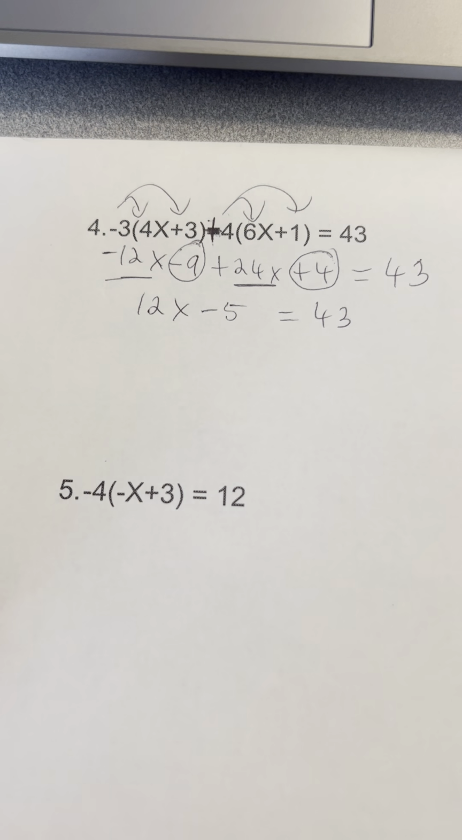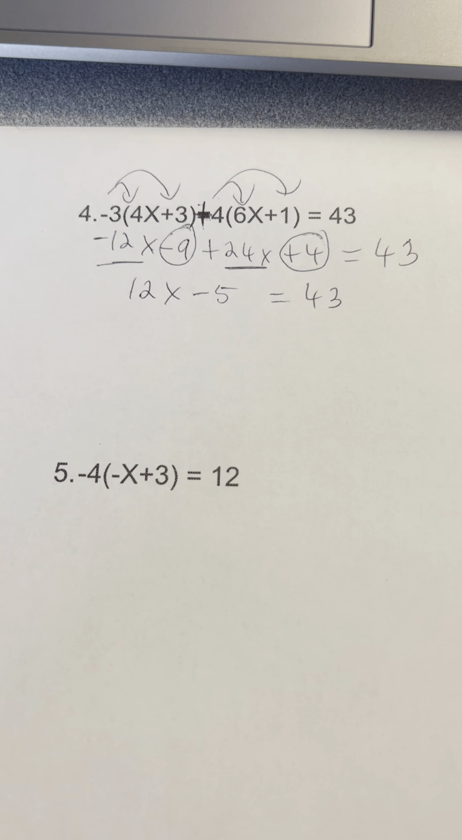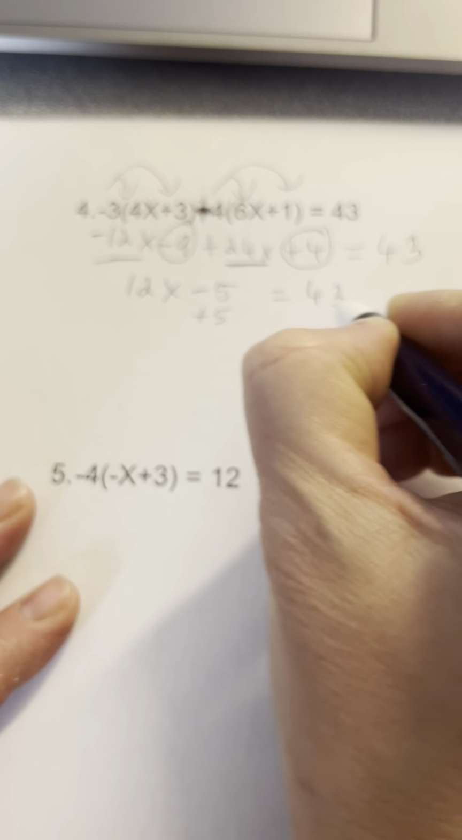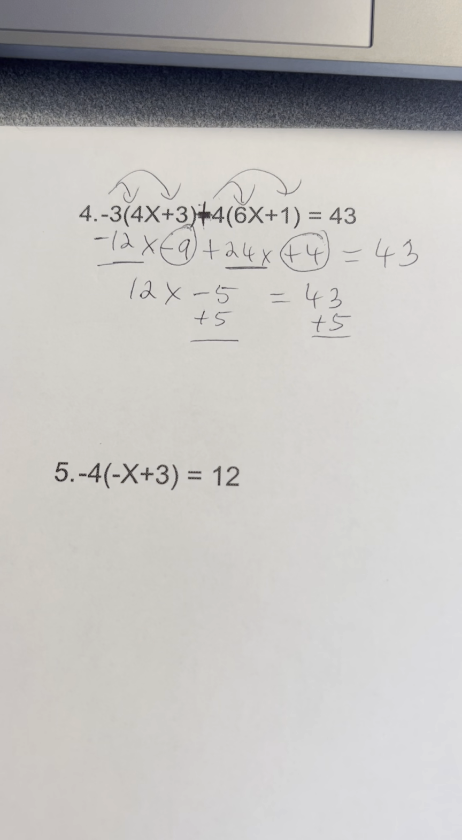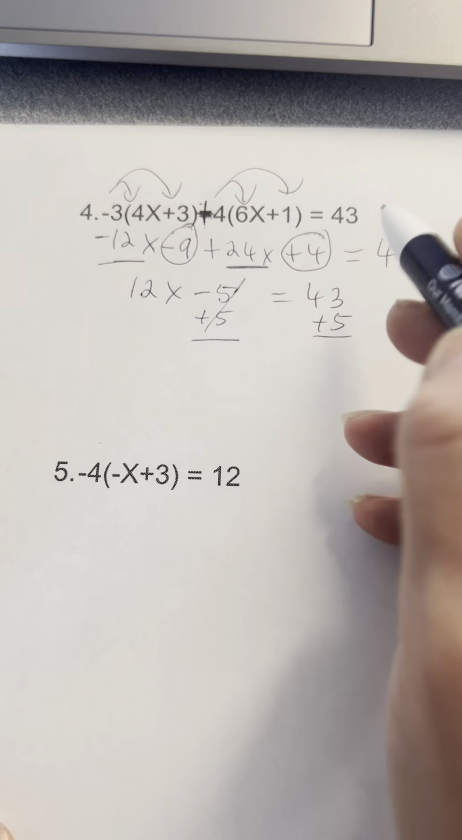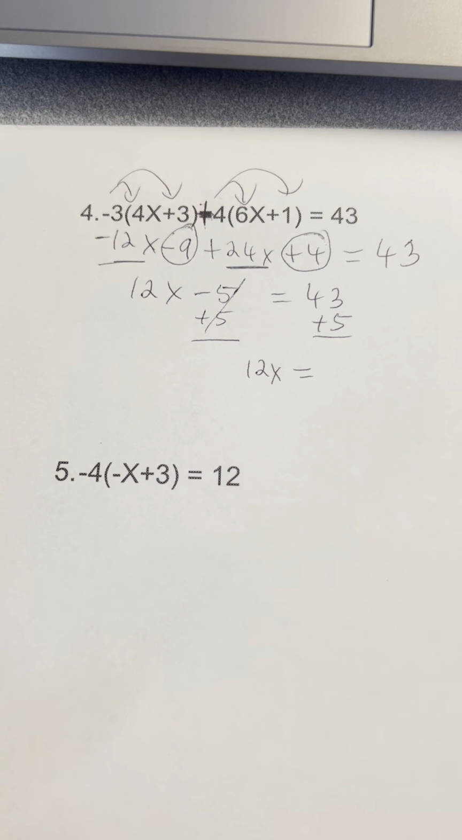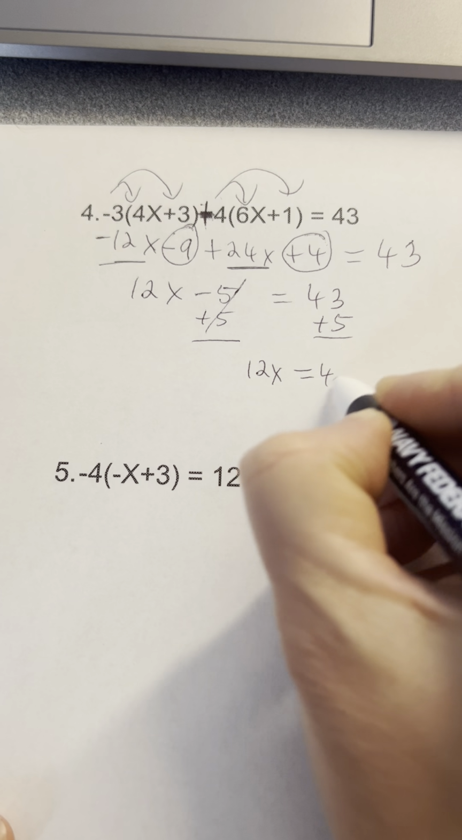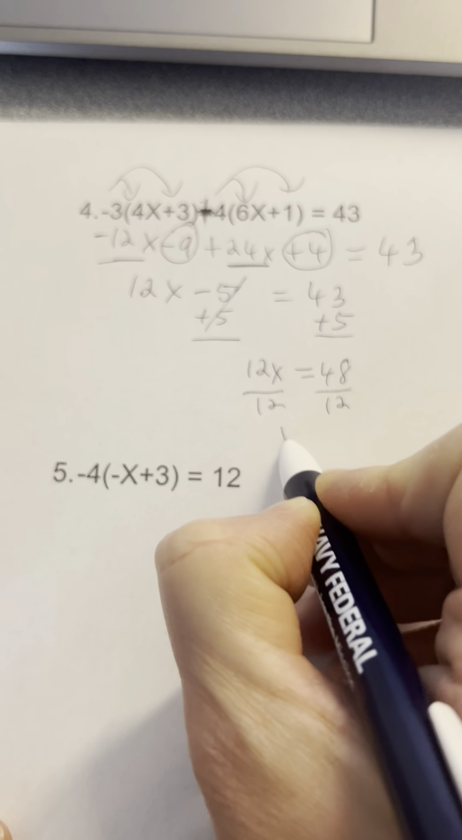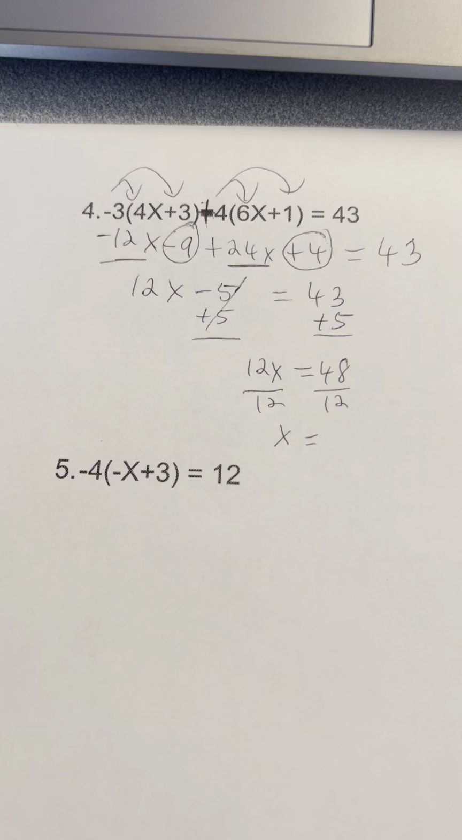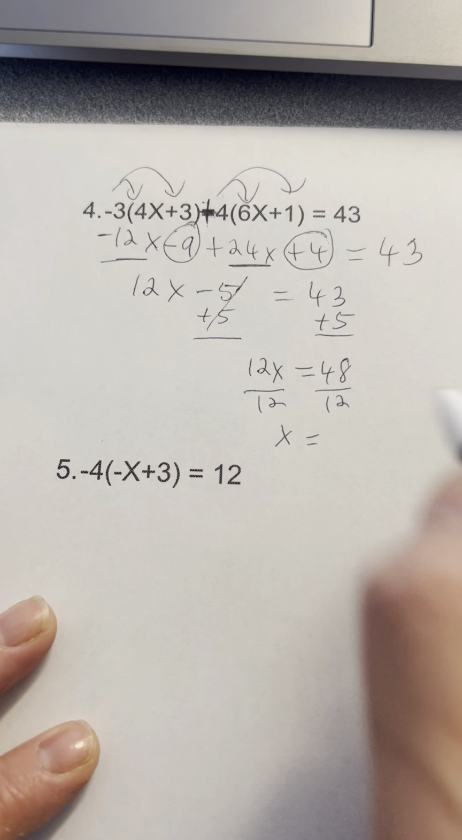Okay, now we have our one-step equation again. So plus 5 to both sides. What we are doing is performing the opposite operation. So what you do to one side, you have to do to the other, and this cancels. Then you bring down 12x equals, and you're going to get 48. In the last step, you divide by whatever is next to x, which is your variable. 48 divided by 12 gives us 4.